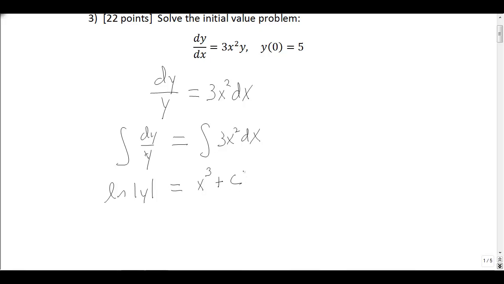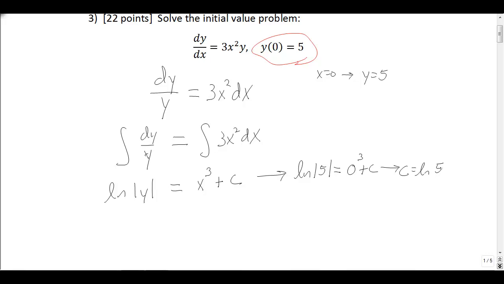But now the goal is to solve for c, and that's where we're going to use this y of 0 equals 5. So what this means, y of 0 equals 5, that means when x is 0, we get y equals 5. So it's like y of x here. So you could plug those in right here. So let's see what that would look like. If you plug those in, what you'd get is natural log absolute value 5 equals 0 cubed plus c, and that gives you c equals natural log of 5.